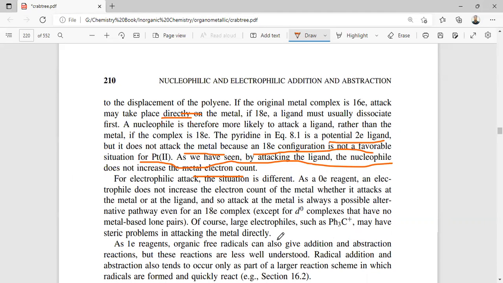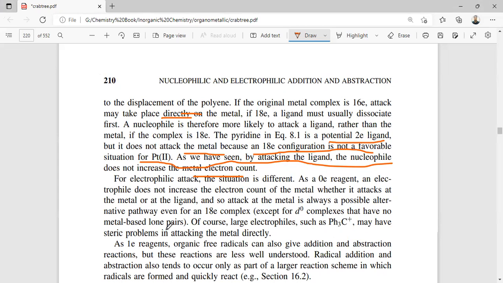So for the electrophilic case, the attack on the metal center may be possible because the electrophile is already a 0 electron reagent, so that will not increase the electron count on the metal center. So there is a possibility that even for the 18 electron complex, the attack on the metal center is possible.